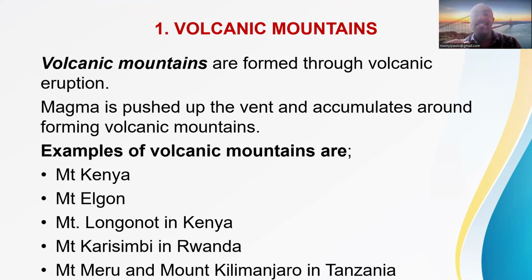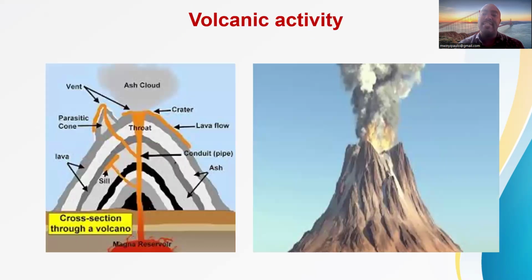Volcanic mountains are formed through volcanic eruption. Say after me, volcanic eruption. Magma is pushed up the vent and accumulates around, forming volcanic mountains. Examples of volcanic mountains are Mount Kenya, Mount Elgon, Mount Longonot. Those are in Kenya. Then Mount Karisimbi in Rwanda, Mount Meru, and Mount Kilimanjaro in Tanzania.